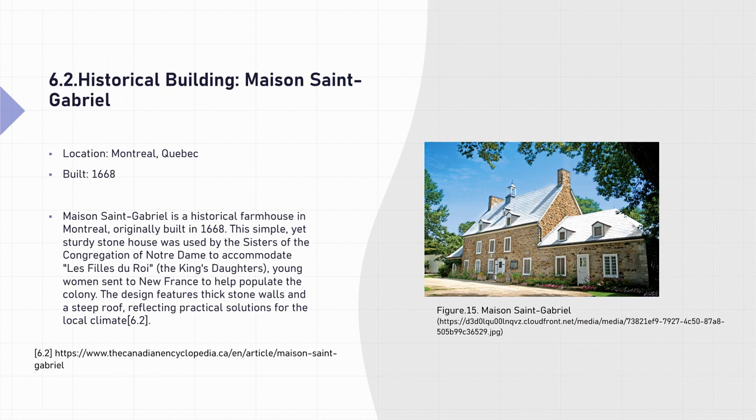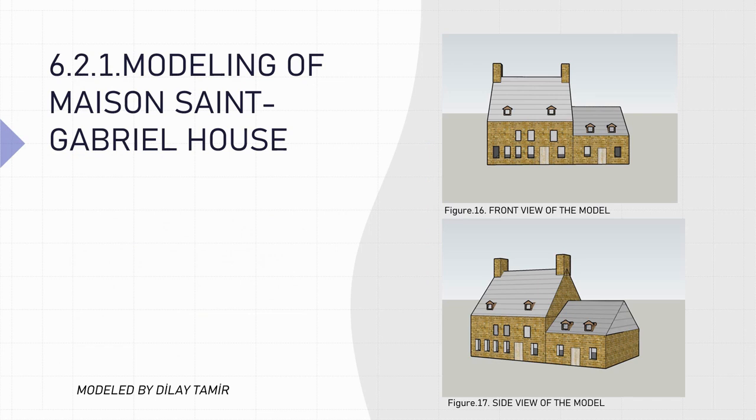The second example is a historical building, Maison Saint-Gabriel. Maison Saint-Gabriel is a historical house in Montreal, originally built in 1668. This simple yet sturdy stone house was used by the Sisters of the Congregation of Notre Dame to accommodate Les Filles du Roi, the king's daughters, young women sent to New France to help populate the colony. The design features thick stone walls and a steep roof, reflecting practical solutions for the local climate. You can see the 3D model of Maison Saint-Gabriel from different angles.